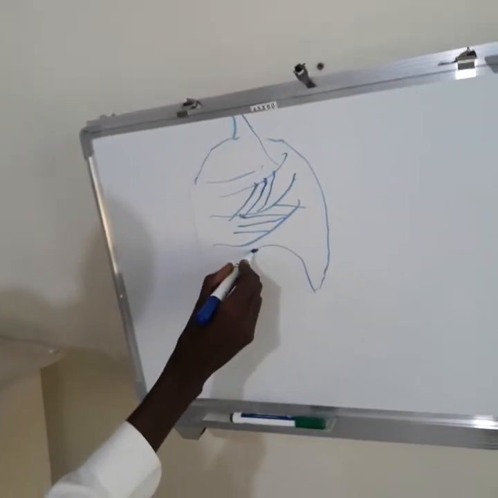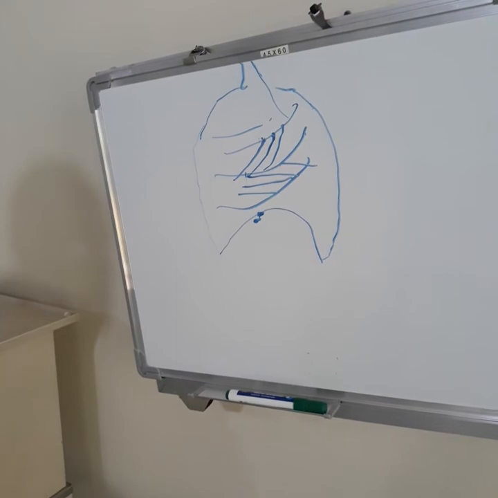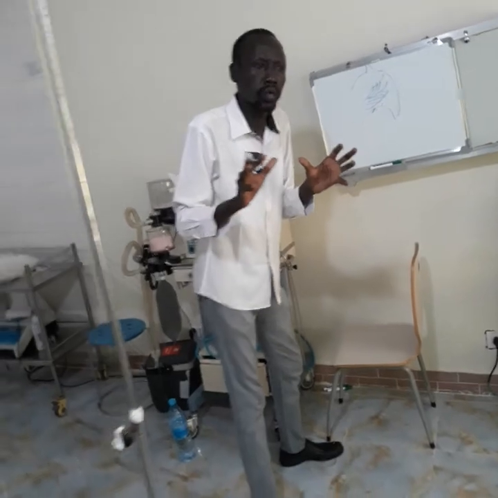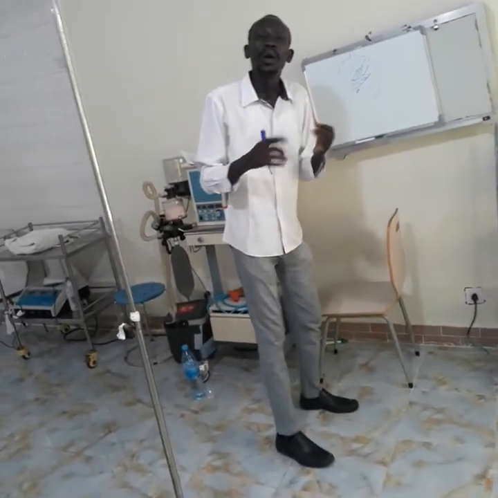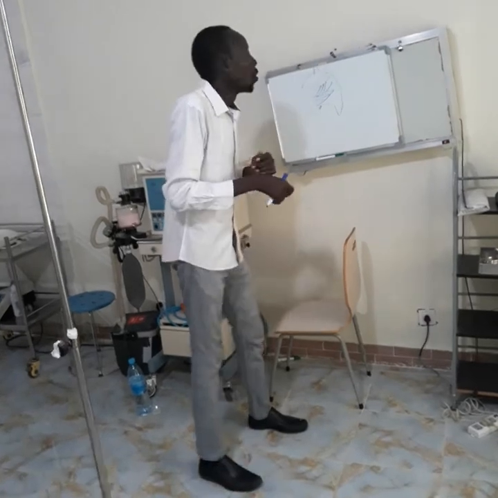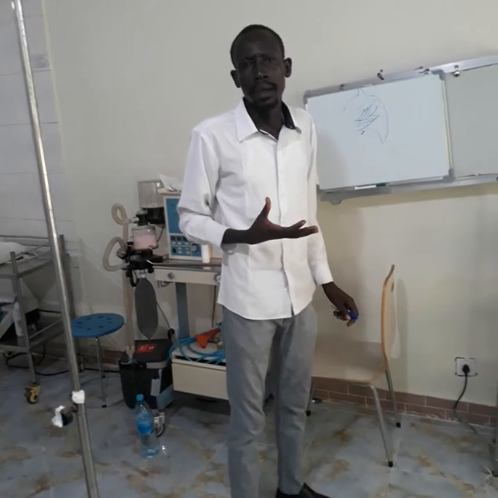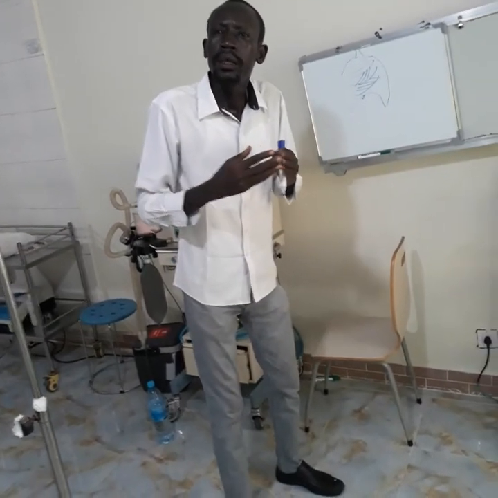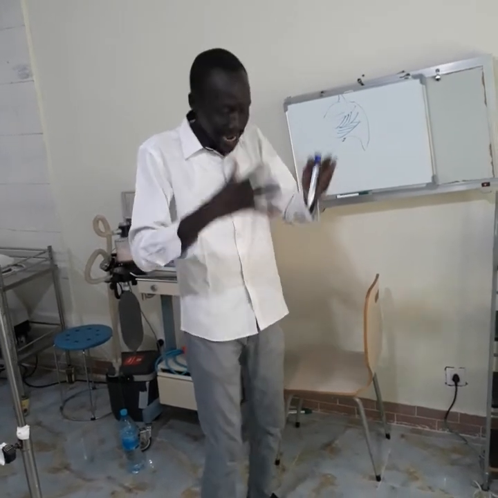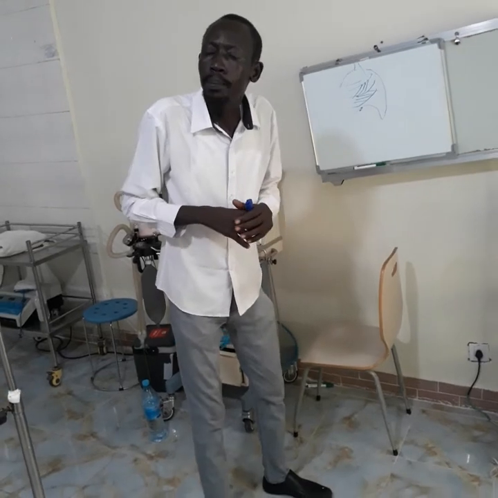Now, you have the diaphragm here, and below the diaphragm you have abdominal muscles. And you have the accessory respiratory muscles: the scalene muscles, the sternocleidomastoid muscles, and the latissimus dorsi at the back. As you take in air during quiet breathing, the chest expands and contracts because of these muscles.